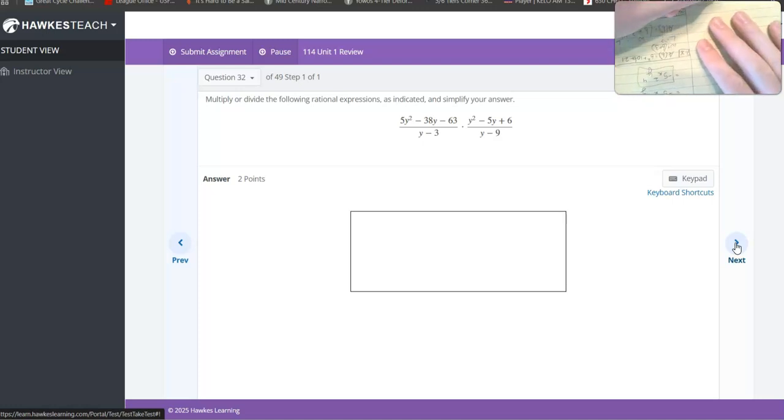All right, so next here, we're multiplying two rational expressions.